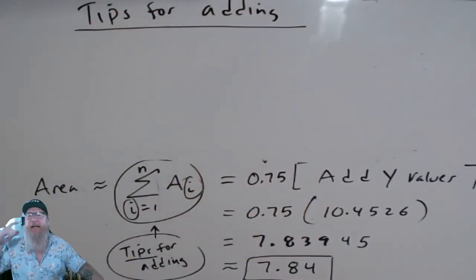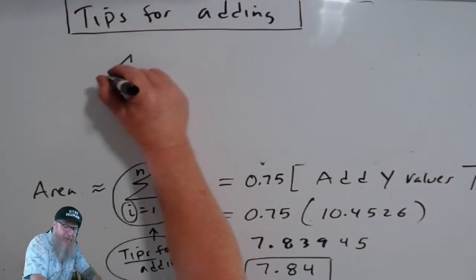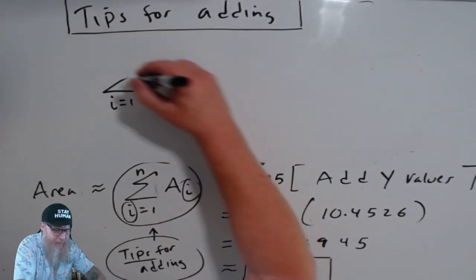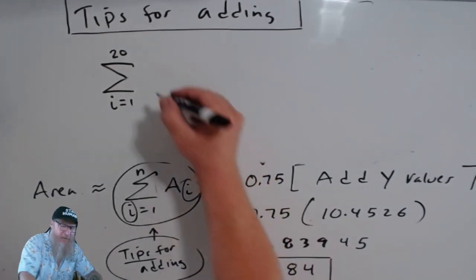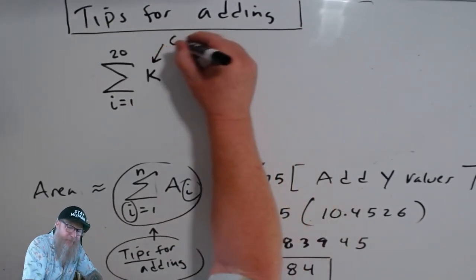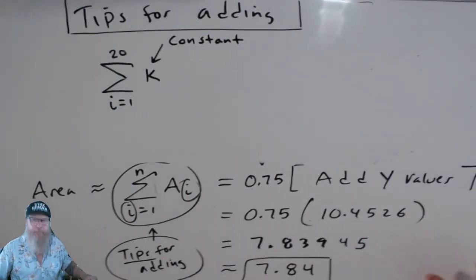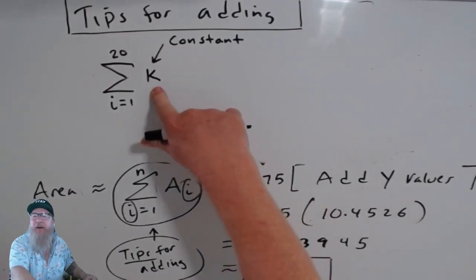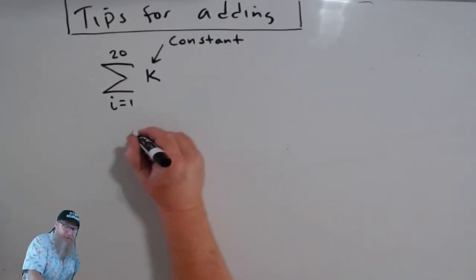So I'm not going to call this an example quite yet, but let me just show you some tips. One of them you learned as a young child. Suppose you wanted to add from 1 to 20 a constant, like k. Sometimes I use c for a constant. This time I'm using k. So just think of a number, 5 or something like that. In fact, let's just do 5.